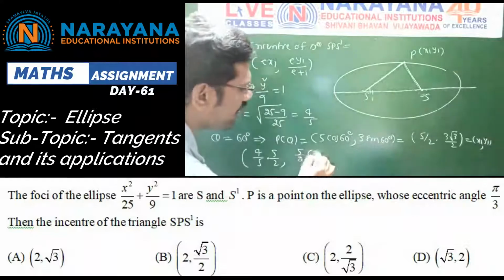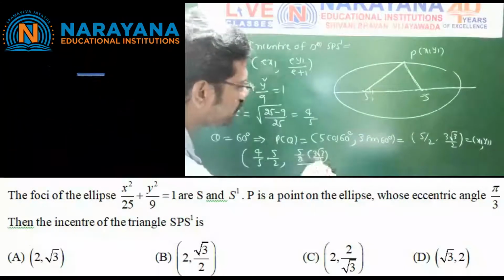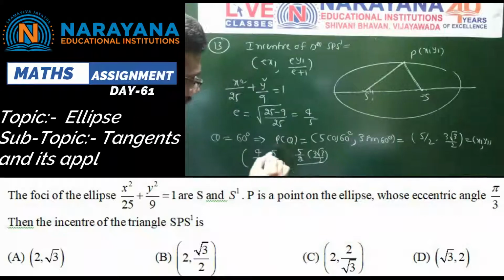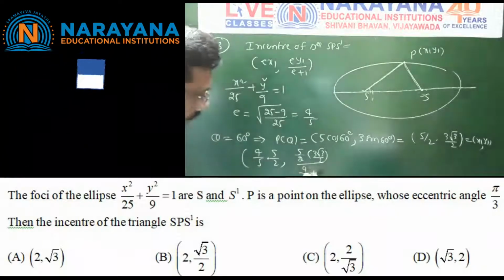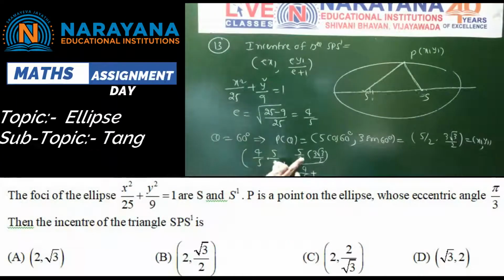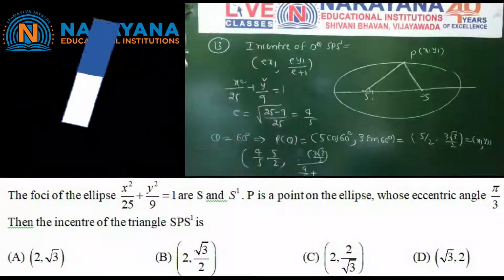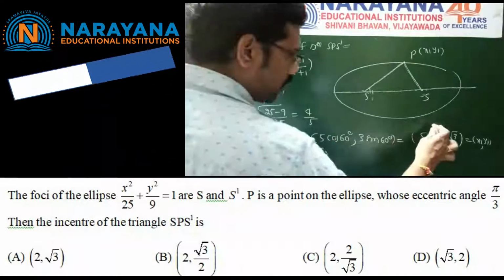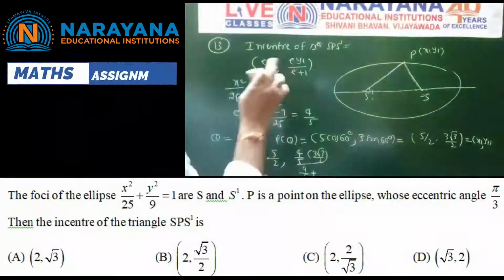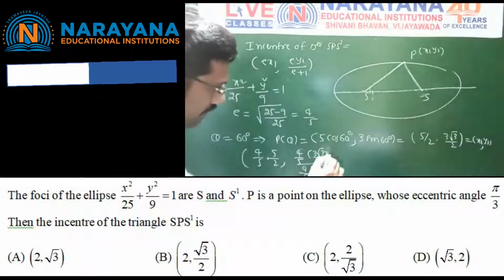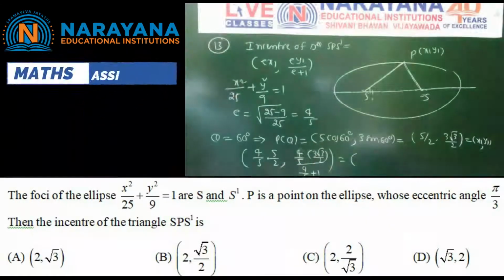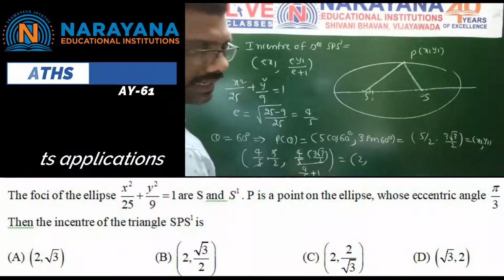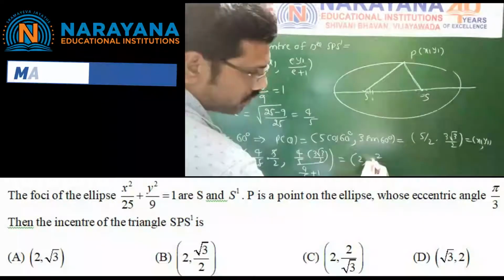Y1 is equal to 3 root 3 by 2, divided by e plus 1, where e is equal to 4 by 5. So it is 4 by 5 into y1, with y1 equal to 3 root 3 by 2, by e plus 1, that is 4 by 5 plus 1. On simplification, the 5 cancels, 4 by 2 is equal to 2. The ordinate will be equal to 2 by root 3.